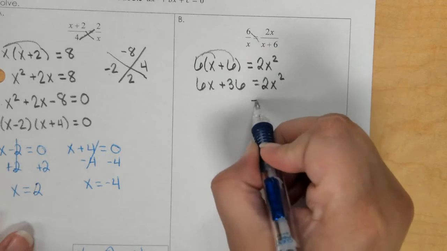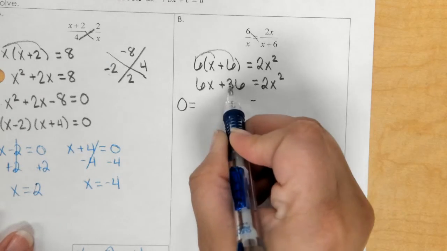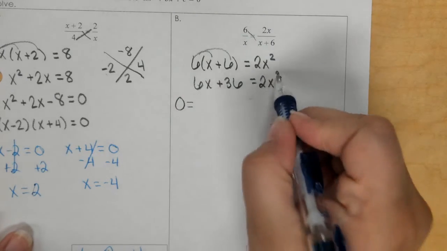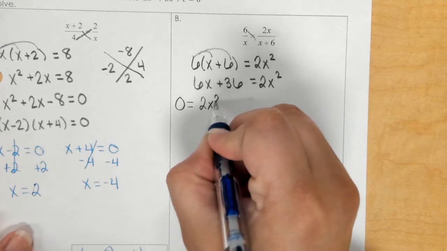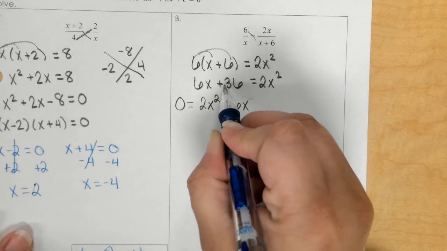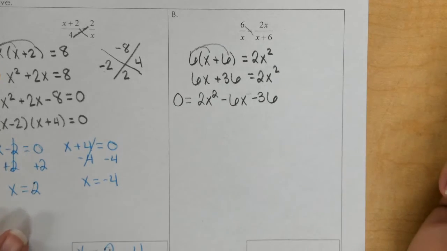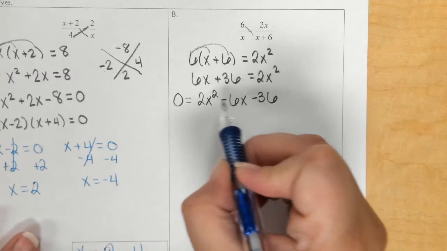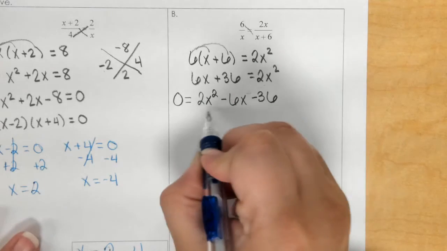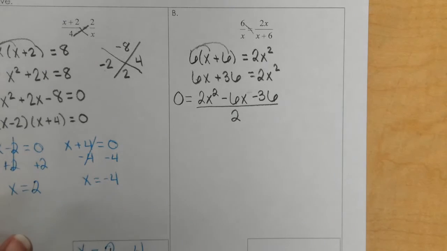So what I would do is set this side equal to 0 and move these two terms to this side. So the 2x squared stays, and I would move the 6 over, becoming negative, and I move the 36 over and make it negative. And then I see that each one of these numbers is an even number, and so I would divide all of those numbers by 2.